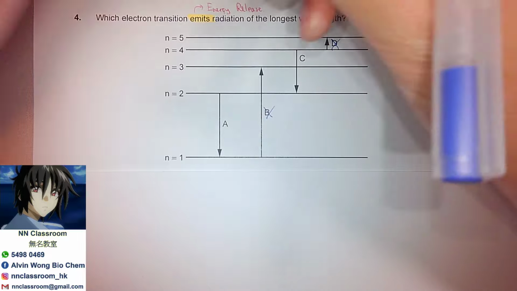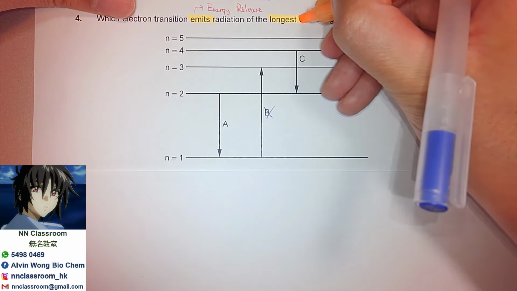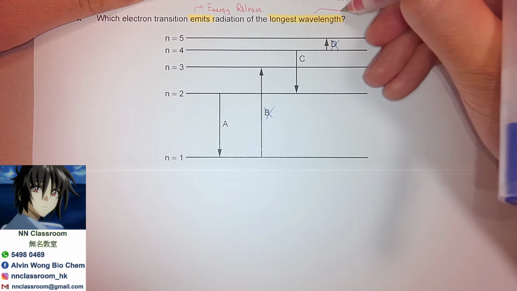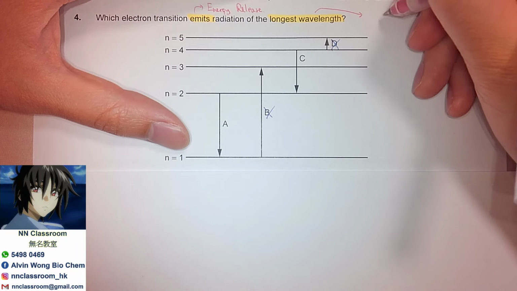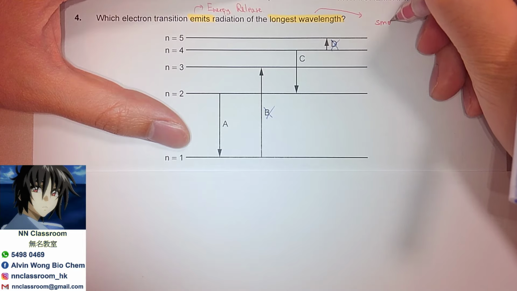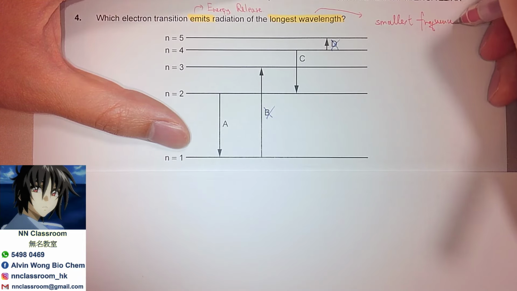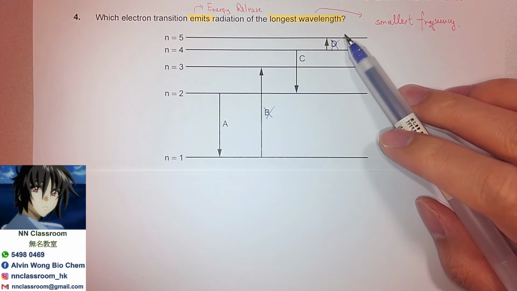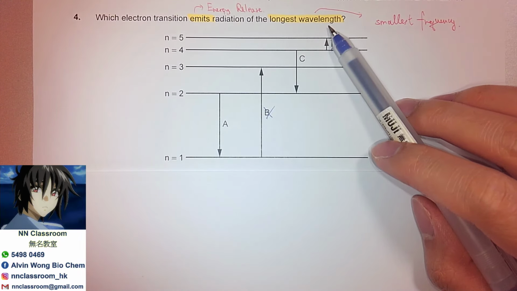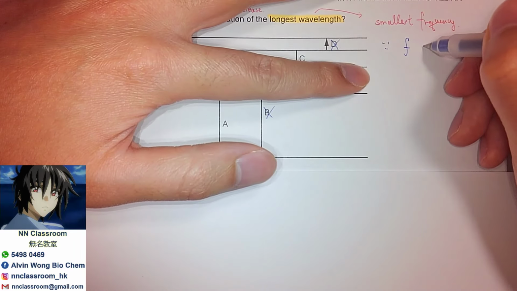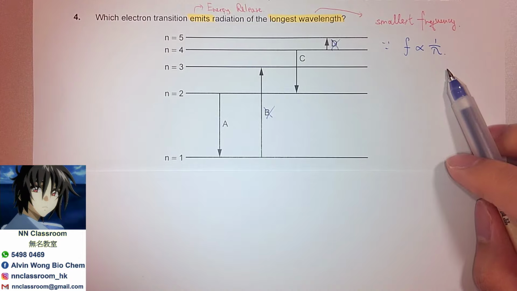The next keyword, this one, longest. Or I can say the phrase longest wavelength. So here another really important concept. Longest wavelength, that means smallest frequency. Right? Because of the really important concept that the wavelength is inversely related with the frequency, because the frequency is inversely related to the wavelength.